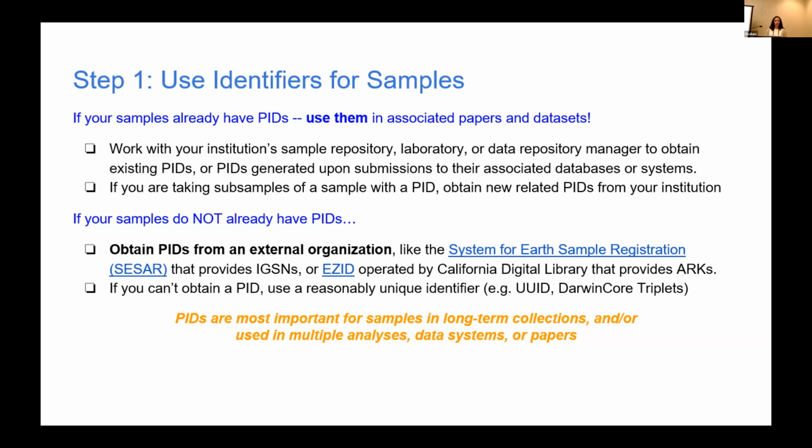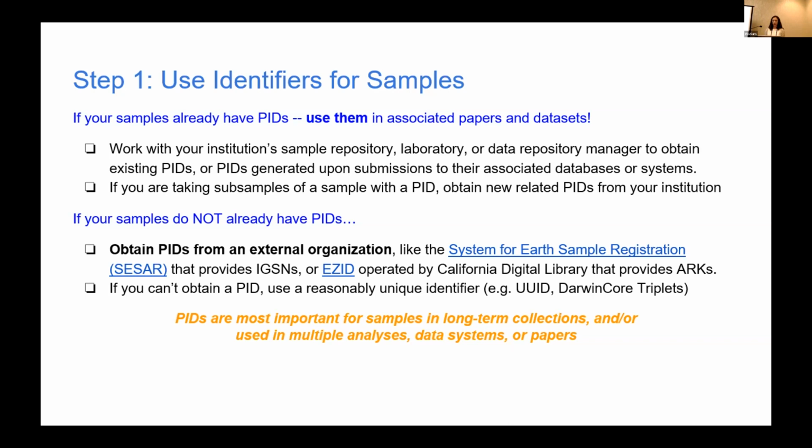If you can't obtain a PID, use a reasonably unique identifier, like a universally unique ID, a Darwin Core triplet, or maybe even just a project-specific unique ID. Some people might disagree there, but that's what many people are doing.